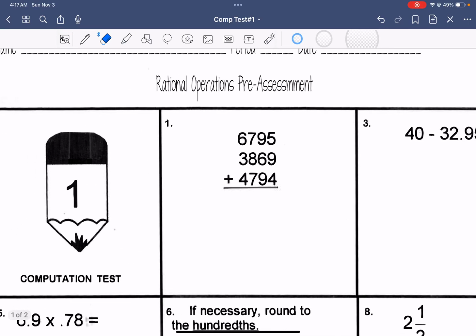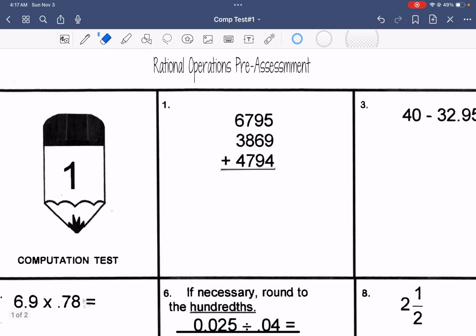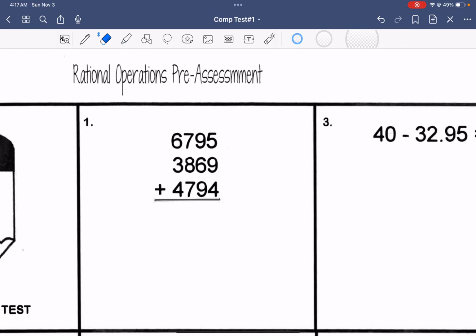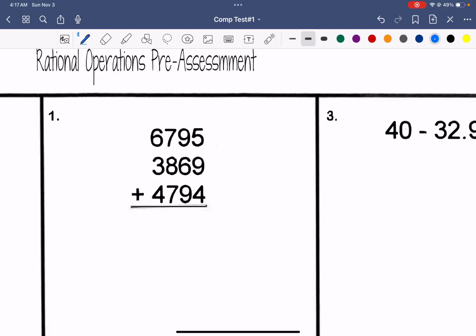All right, we're going to work out some problems on the computation test. So I enlarged my screen, but that is the front of it. But I want to bring up number 1. I recommend students to just add the first two. After you add the first two, then you add the third. But I see too many mistakes, and this is not the one you want to get wrong.